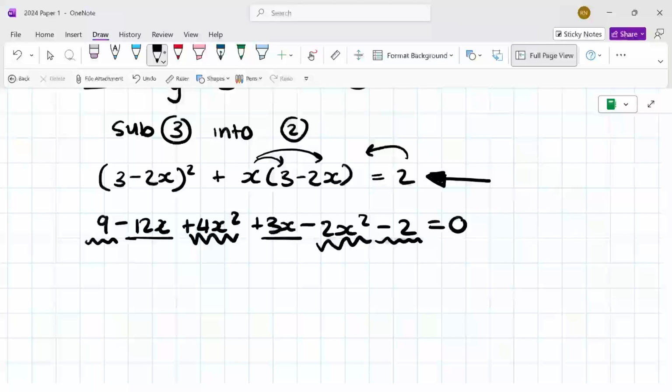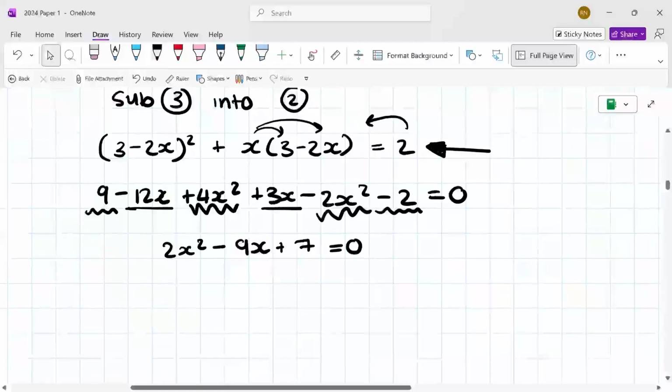Now what are we going to have to do? We're going to group all of our like terms and bring everything together. Let's start with the x squareds. 4x squared minus 2x squared gives me 2x squared. Then minus 12x plus 3x will be minus 9x. And then 9 minus 2 is plus 7 equals 0. And so I now have a trinomial.